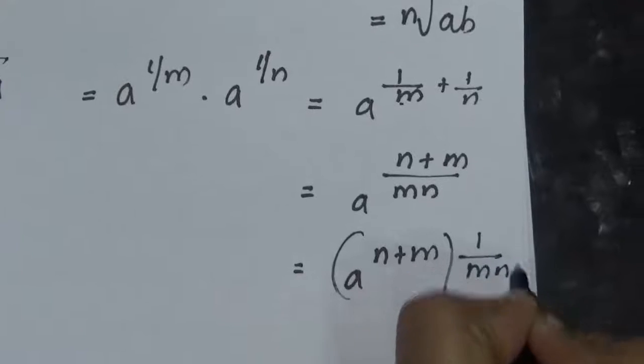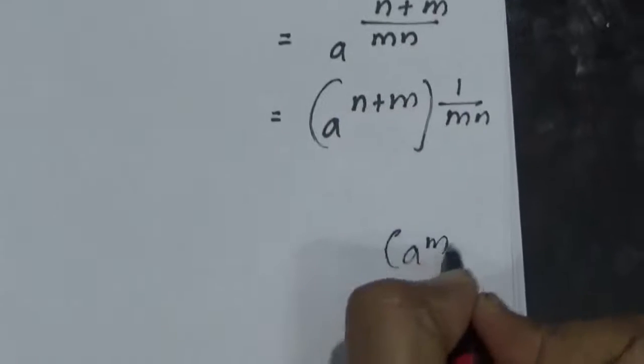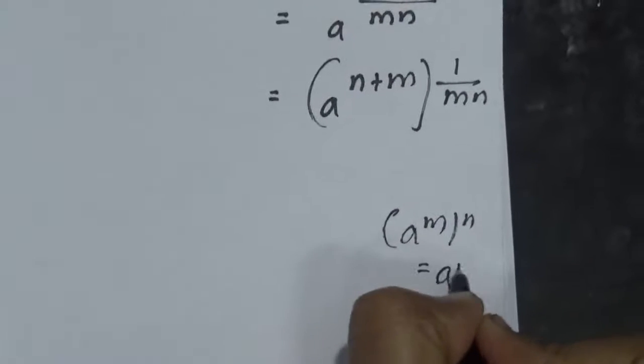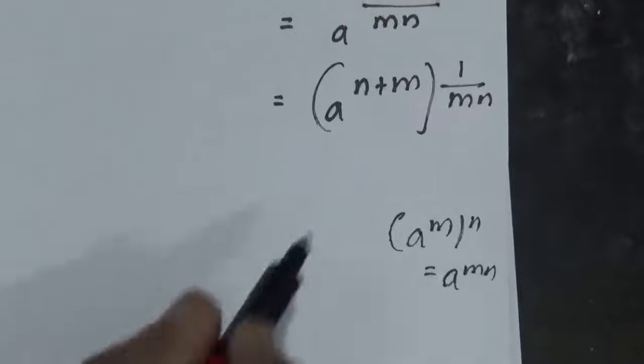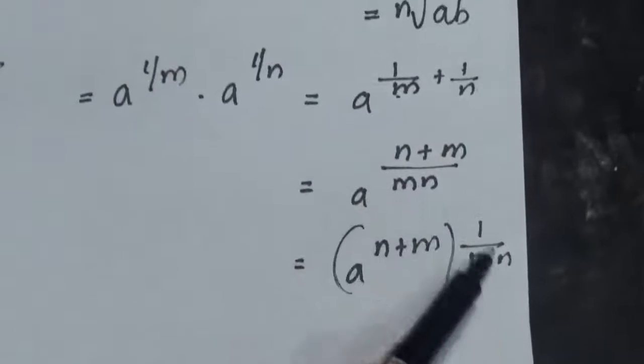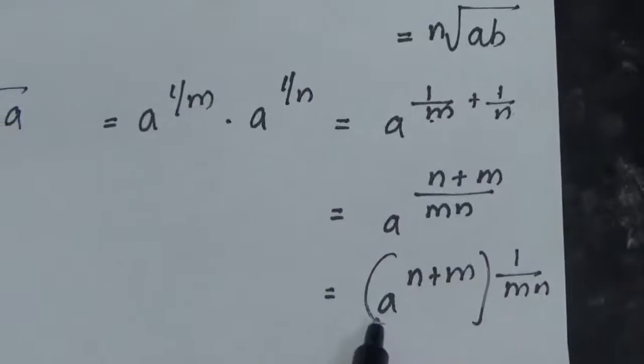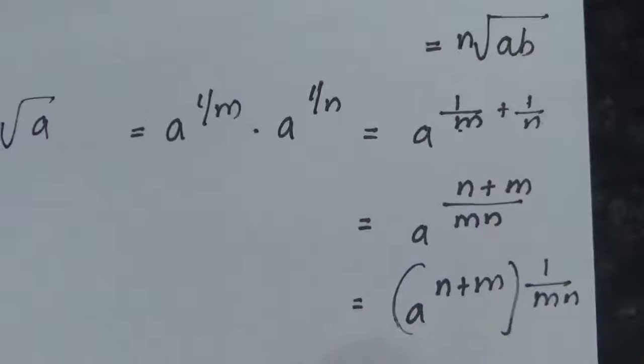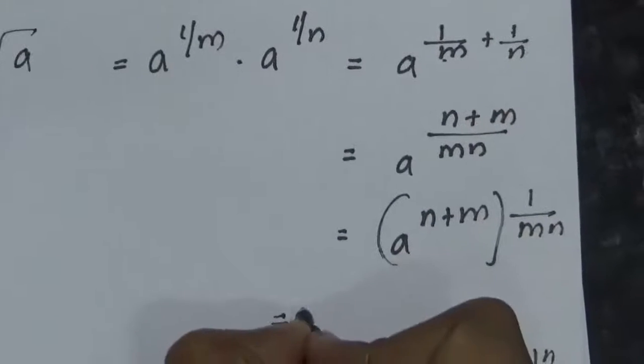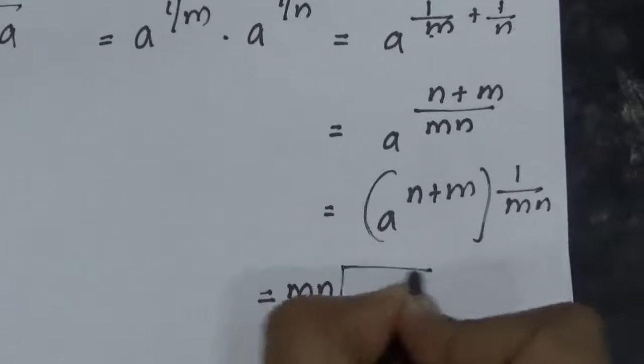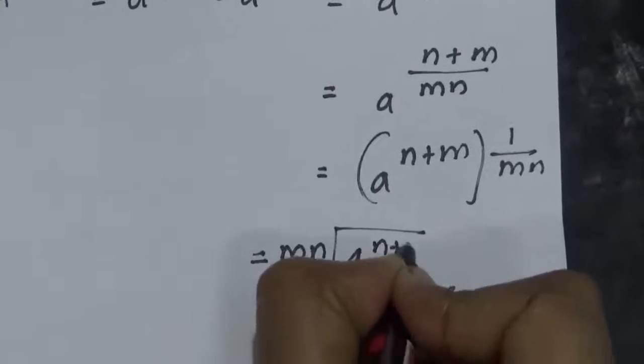Am I right? Because we know that a raised to m all raised to n is equal to a raised to mn. Okay, so here I took this 1 by mn outside. So we have a raised to n plus m to the power 1 by mn, which means this can be written as mnth root of a raised to n plus m.